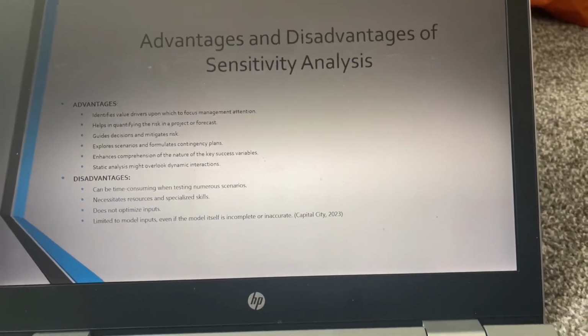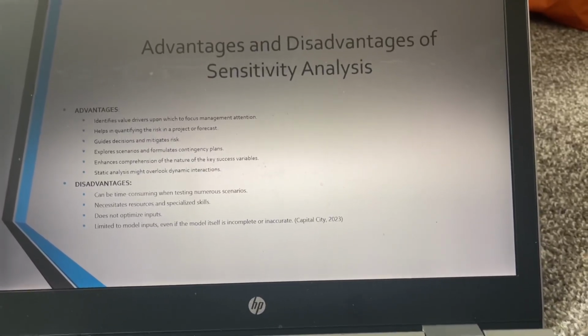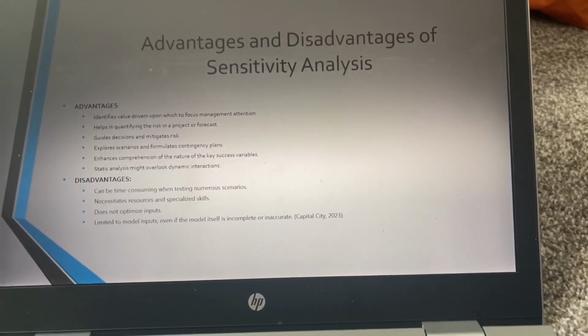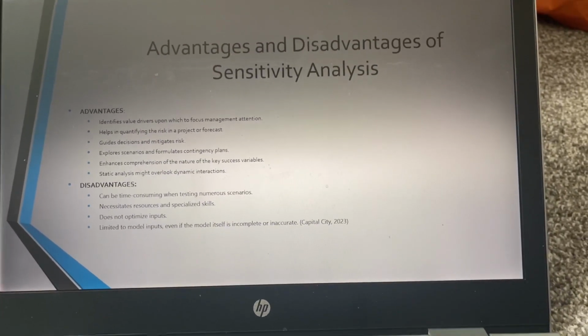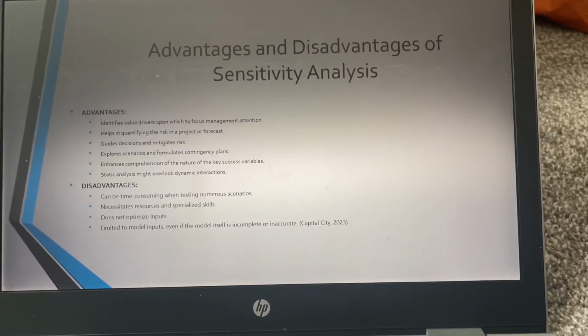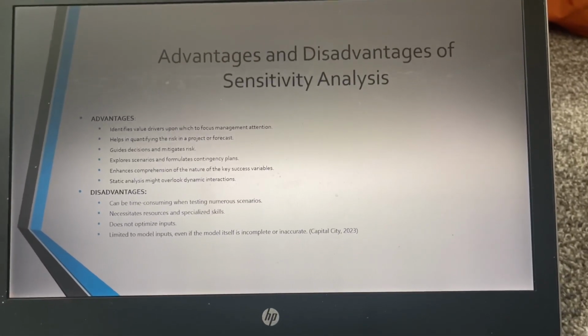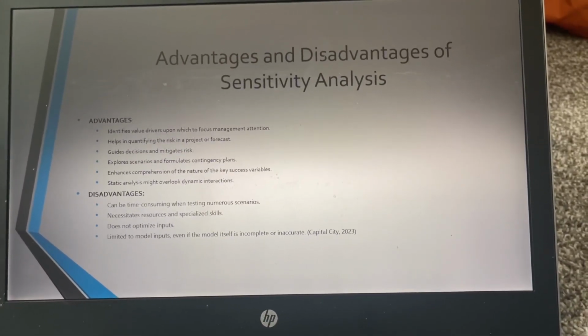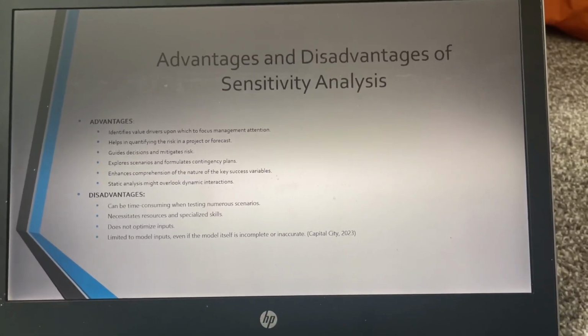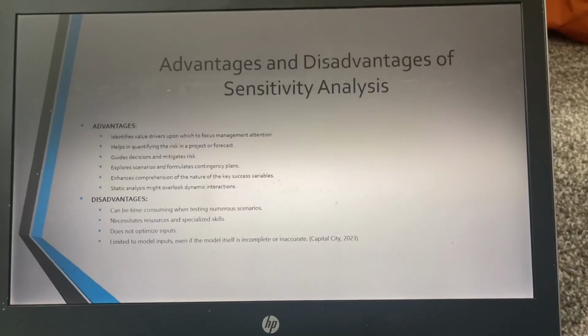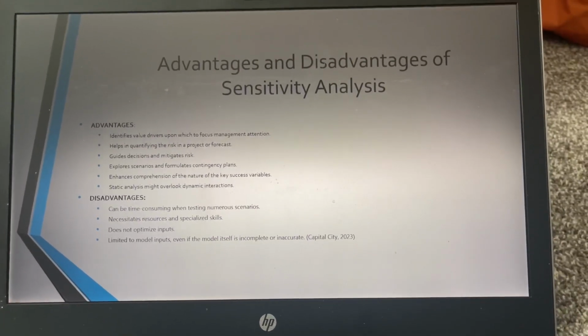And lastly, advantages and disadvantages of sensitivity analysis. Some of the advantages: it can help to identify value drivers upon which to focus management attention on. So those independent variables that can have the widest range of impact on those dependent variables. It can help guide decisions and mitigate risk. It explores scenarios and formulates contingency plans.